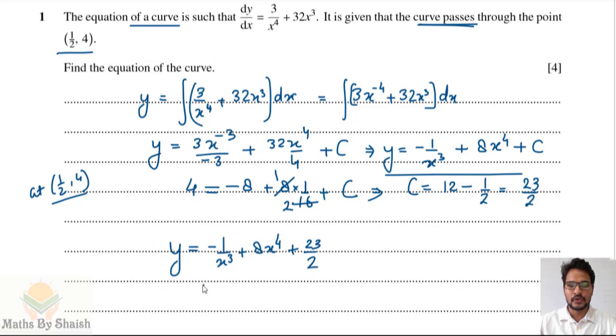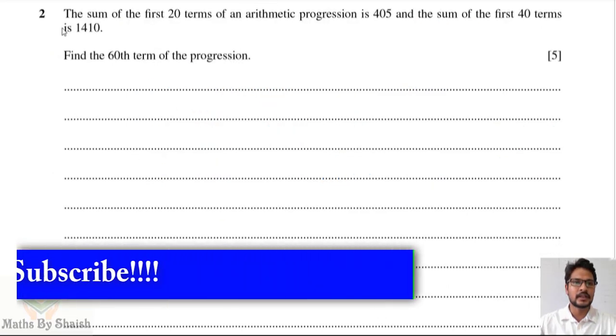So the common mistake students generally commit here is that they forget to add the constant of integration. That makes it wrong. Otherwise it is an easy question. Here is the second question.